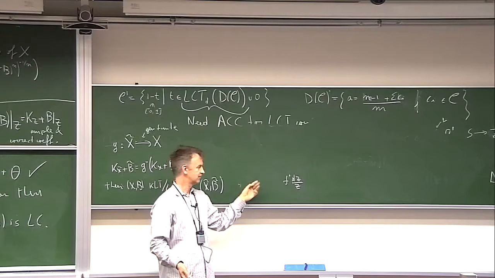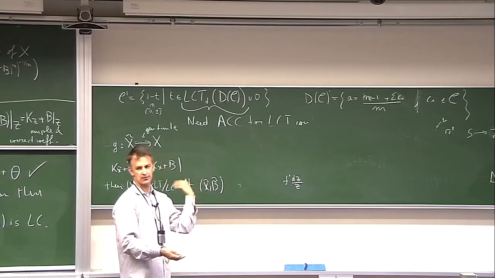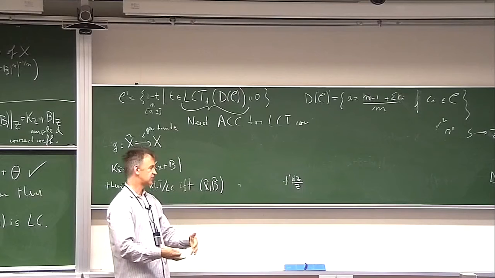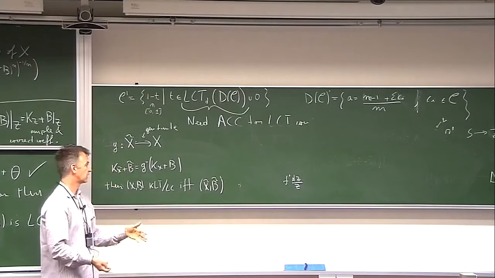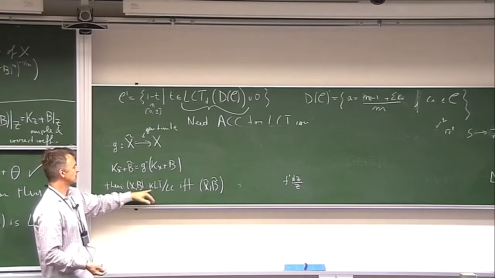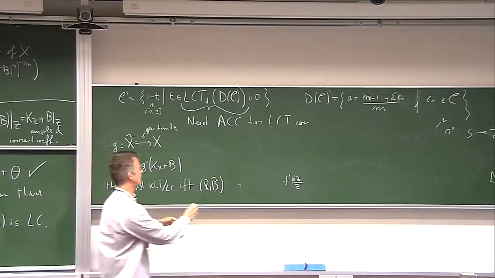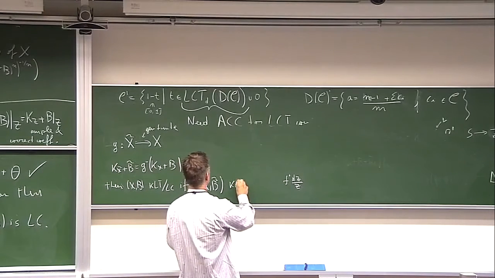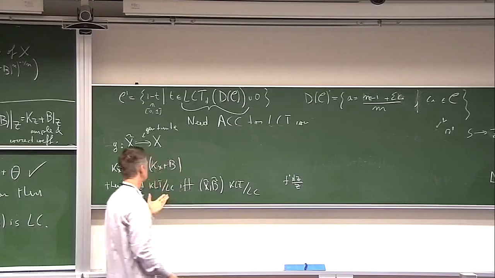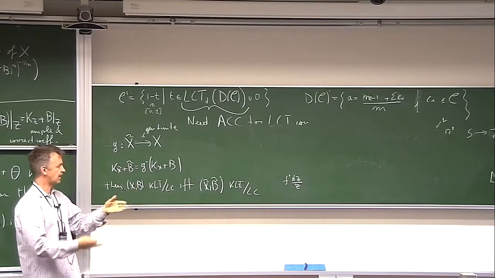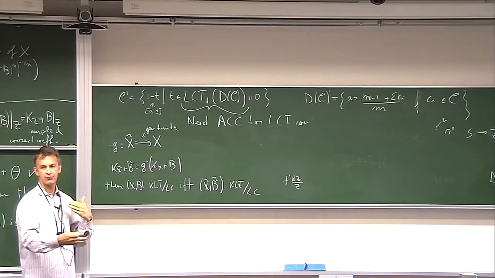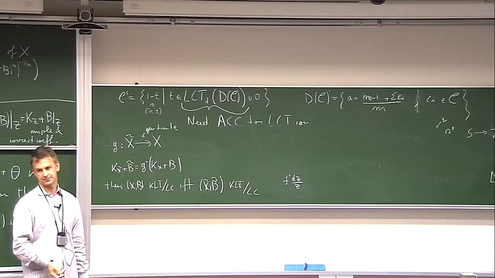If you increase it, you get poles worse than order 1, and if you decrease it, you get poles better than 1. So what I'm trying to say is, if and only if, the same holds for this, the log canonical threshold. This tells you that log canonical thresholds behave well under generically finite maps.